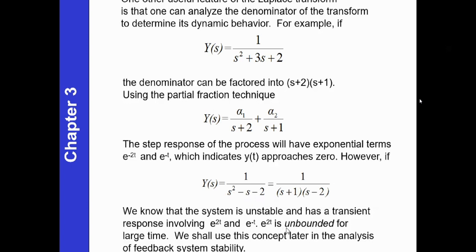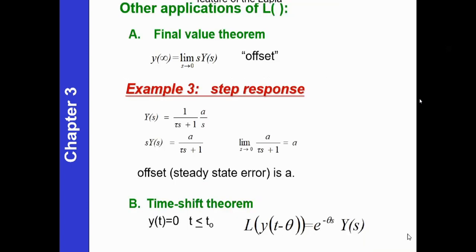When e to the 2t is unbounded at large time, then we shall use the concept later in the analysis of feedback system stability. And there are many other applications as well, for example, the final value theorem for y at infinity.